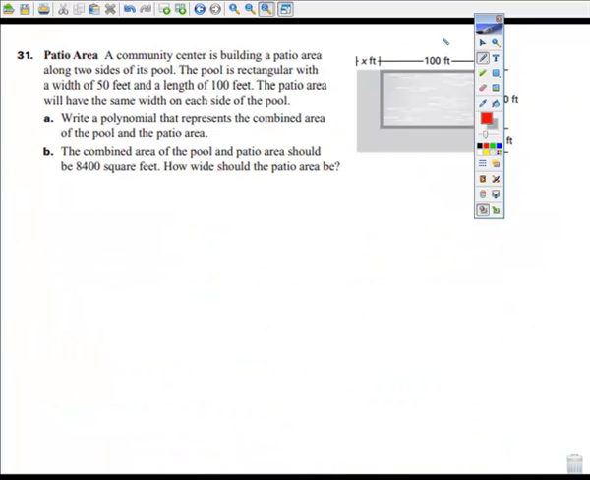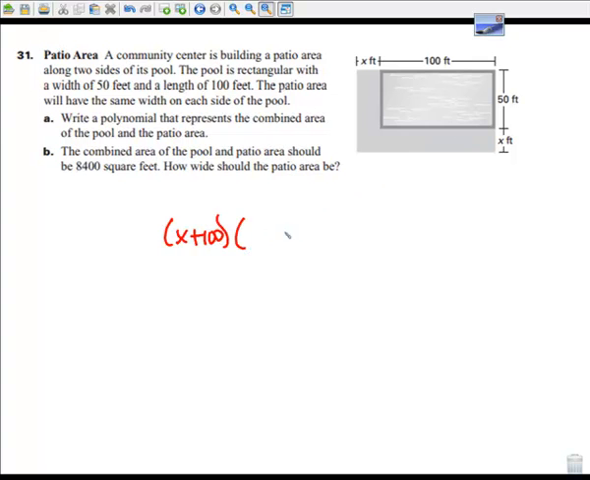All right, last one. A community center is building a patio area along two sides of its pool. So we've got the patio here and the patio here. The pool is rectangular with a width of 50 feet and a length of 100 feet. So they've shown that. And the patio area will have the same width on each side. So we're looking at these are both x. Write a polynomial that represents the combined area of the pool and the patio. Okay, so this particular side is x plus 100, and this side is x plus 50.